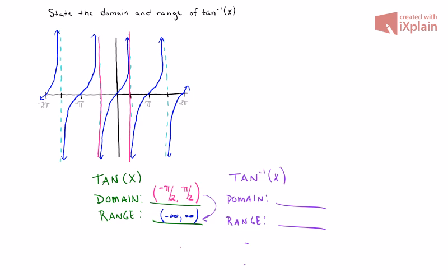So essentially the domain and range are just going to switch. So the domain of an inverse tangent function goes from negative infinity to positive infinity, and the range of the inverse is going to go from negative pi halves to positive pi halves. Again, I don't want them included, so that's why I'm using parentheses here.